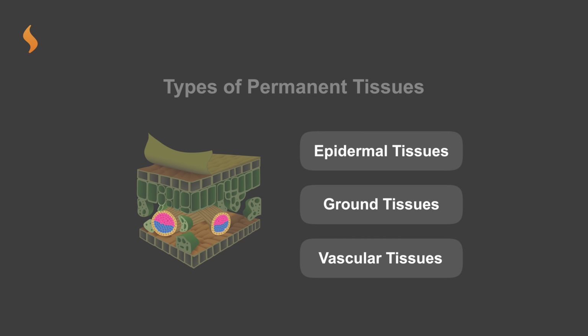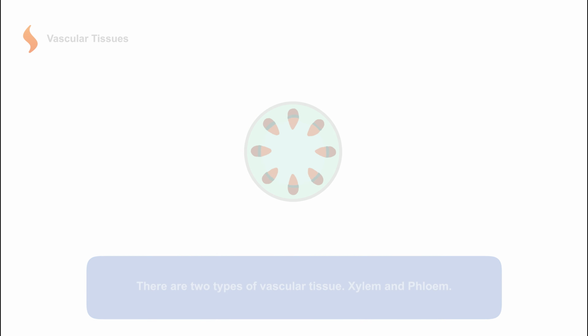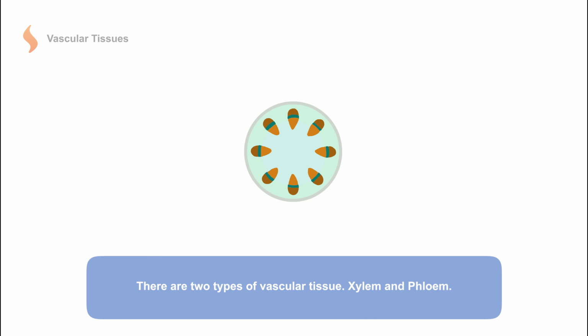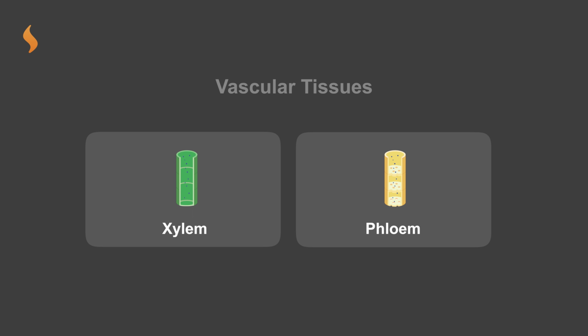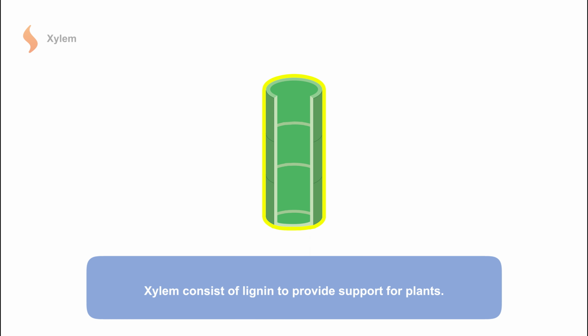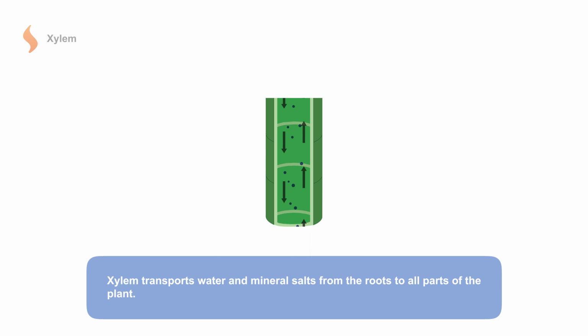Next, we will talk about the third permanent tissue, the vascular tissue. There are two types of vascular tissue: xylem and phloem. The first type of vascular tissue is xylem. Xylem consists of lignin to provide support for plants. Xylem transports water and mineral salts from the roots to all parts of the plant.